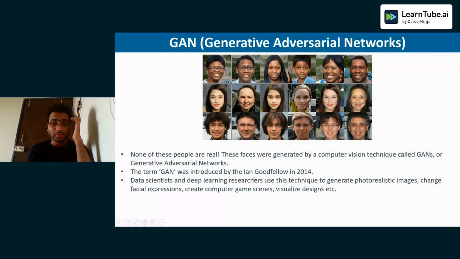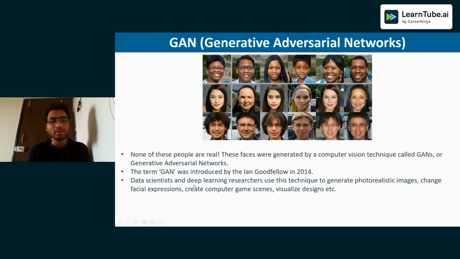For those who are not familiar with the name, Ian Goodfellow is a very well-known data scientist, and he has done a lot of research in the field of deep learning. If you just Google his name, you will see what kind of research he has done and how he has helped data science grow over the years. So this GAN was introduced by Ian Goodfellow.